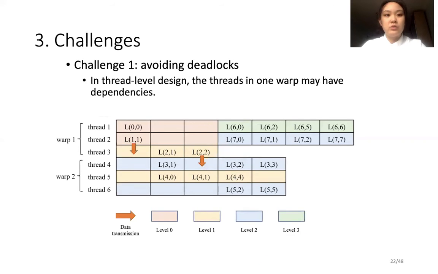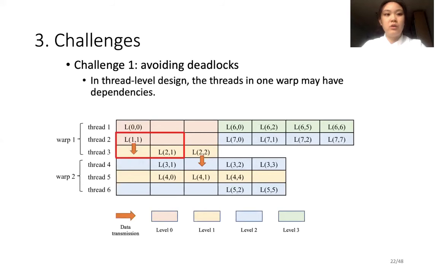Then, I will show the 3 challenges of our new algorithm. The first one is to avoid deadlocks. Previous methods usually use a while loop to constantly check whether the relevant value has been updated. Because the threads in a warp of the warp-level algorithm are designed to update the same value, they do not have deadlocks. However, in thread-level design, the threads in one warp may have dependency.